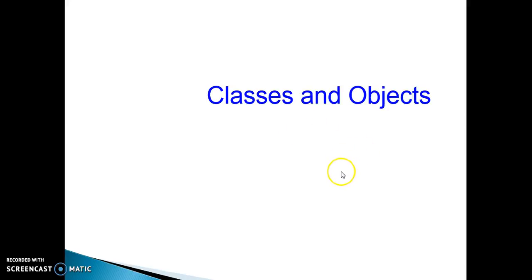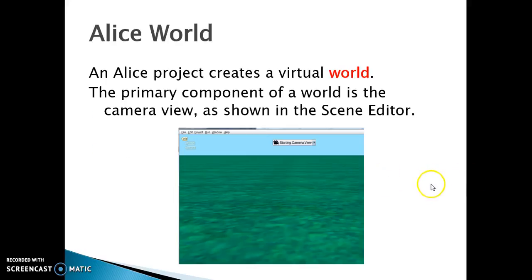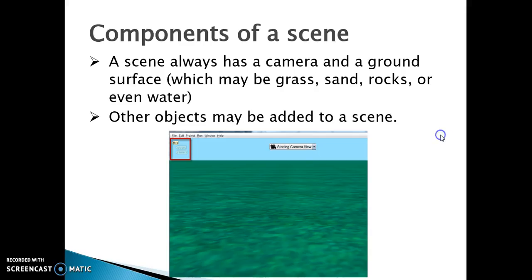So we're going to talk a little bit about classes and objects. And here's a world. When you start Alice, you're going to see that you have templates. You have choices, and you can choose sea or the moon or grass, lots of different options. What you're going to see is this picture, and this is the camera view. This scene is literally known as, quote, this scene. And the word this is going to become really important. It's kind of weird, but you'll get used to it.